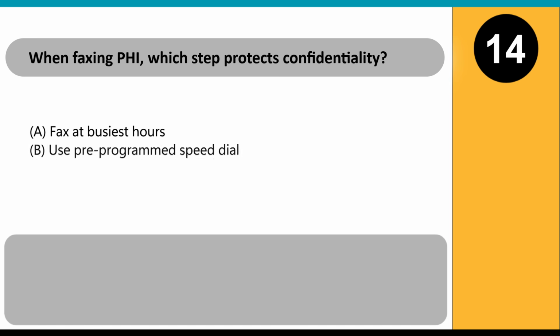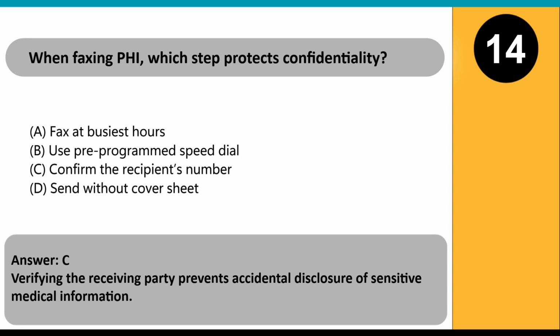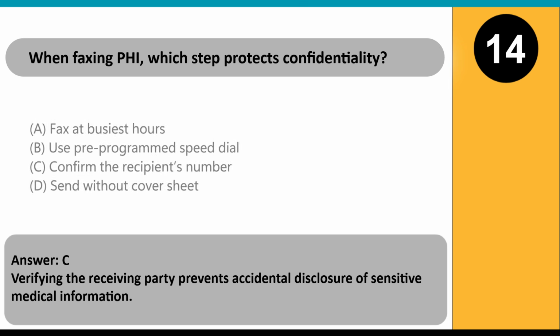When faxing PHI, which step protects confidentiality? A. Fax at busiest hours. B. Use pre-programmed speed dial. C. Confirm the recipient's number. D. Send without cover sheet. Answer: C. Verifying the receiving party prevents accidental disclosure of sensitive medical information.